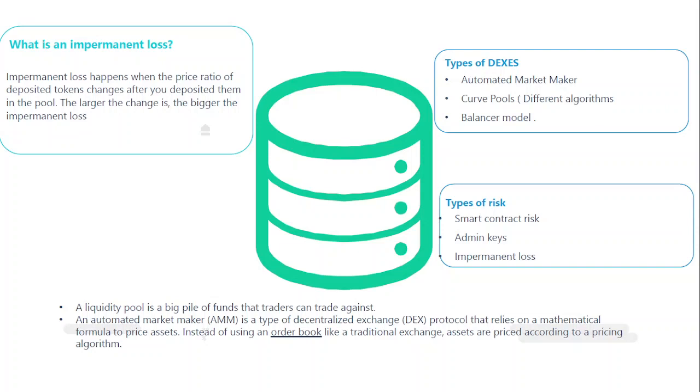So what is an impermanent loss? Impermanent loss pretty much happens when the price ratio of the deposited tokens changes. Or if you think of it this way, it's basically the difference between if you had held the two assets as opposed to depositing into a liquidity pool over time. When the prices do change, that's the difference, the loss.